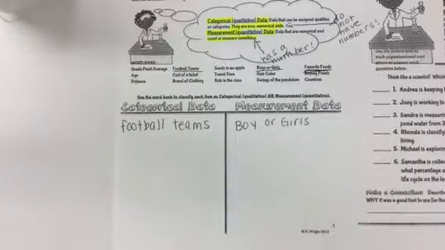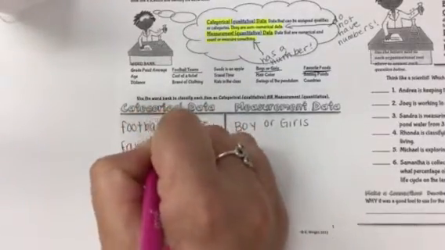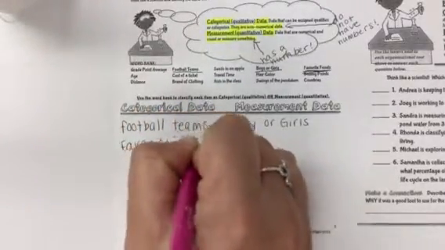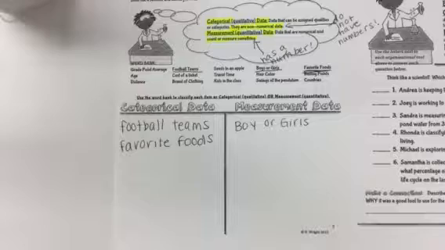All right, Darnell, what do you think? Categorical? Okay, why do you think that? No, you don't put numbers. You gotta put the names of the people's favorite foods. Good, very good.